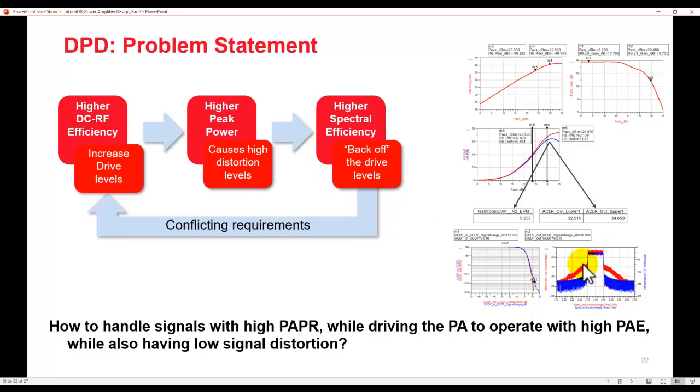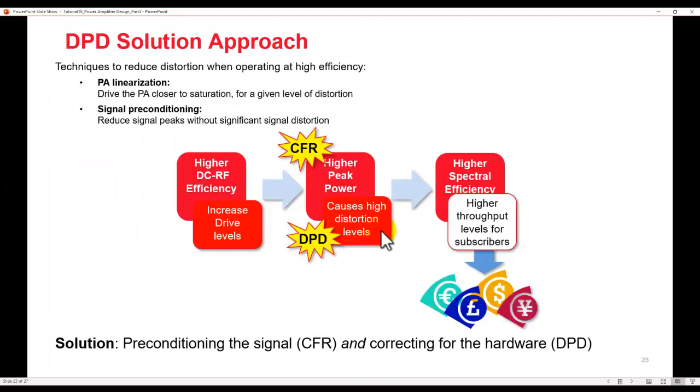So in order to get good linearity, you need to back off the PA. Once you back off the PA, you can see your efficiency drops, but you will get a much better ACPR or ACLR specification. So these two are conflicting requirements. How do we get the best of both worlds, to operate the PA with high PAE as well as have low signal distortion? That's what we do with digital pre-distortion. There are 2 approaches to solve this issue.